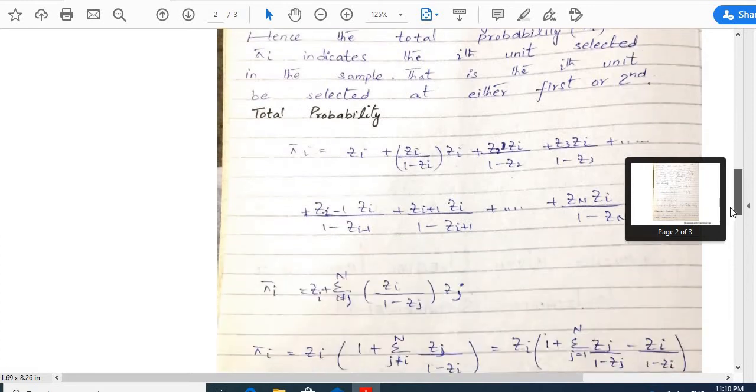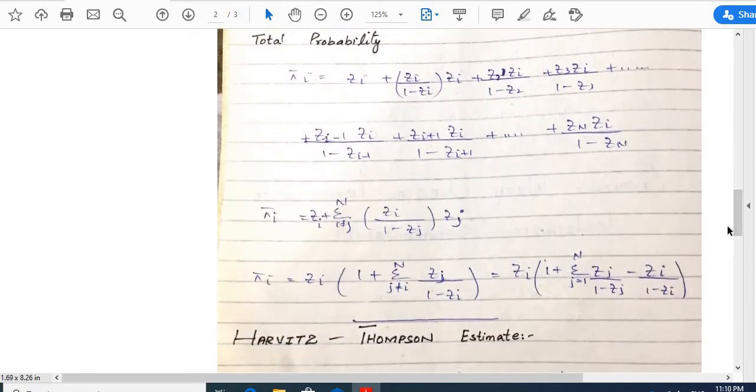Down the slide please. Therefore pi i may be written as Zi plus the sum over j not equal to i, up to n, of Zi divided by 1 minus Zj into Zj. Now pi i may be written as Zi into 1 plus the sum over j not equal to i of Zj divided by 1 minus Zj, divided by 1 minus Zi.